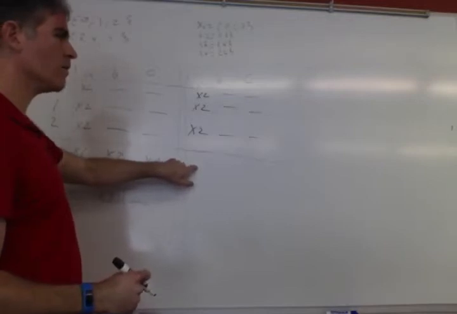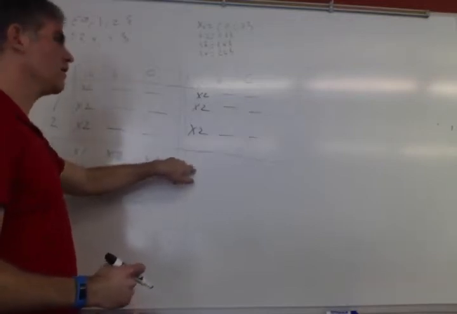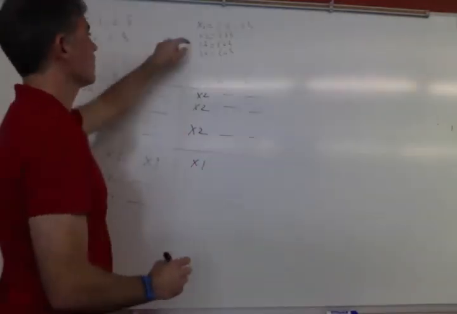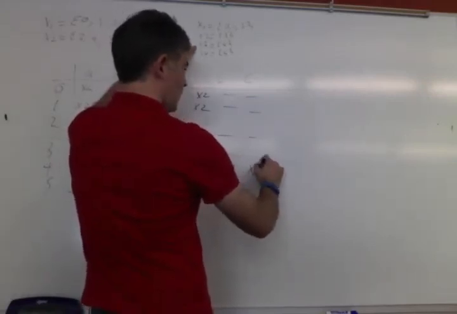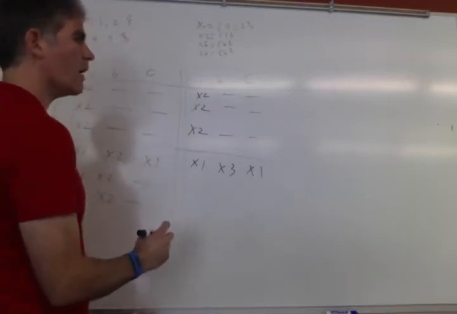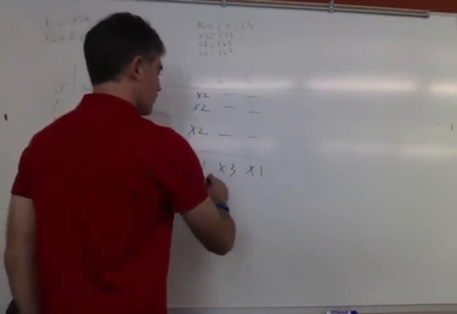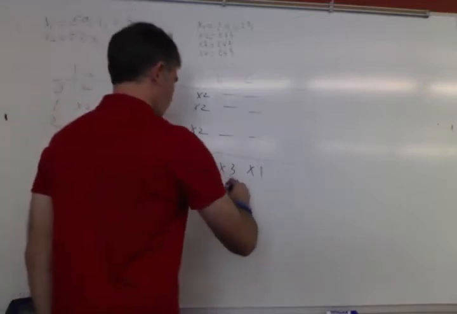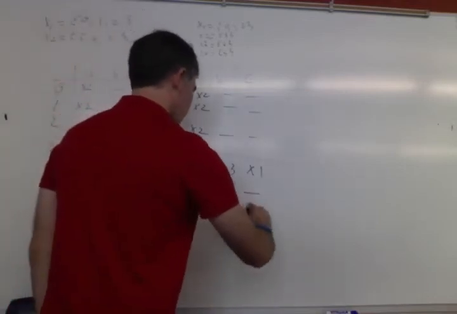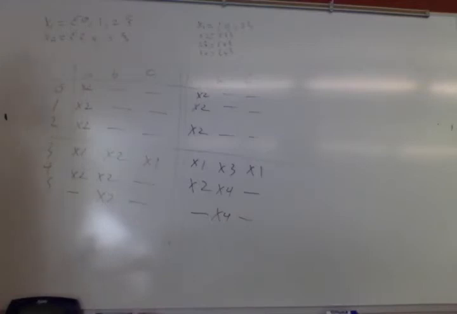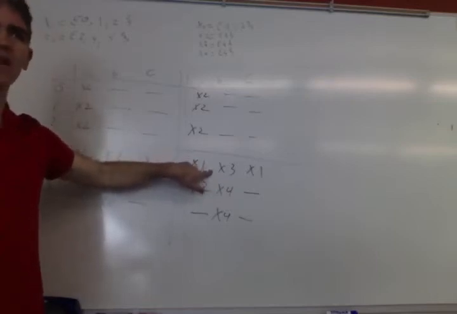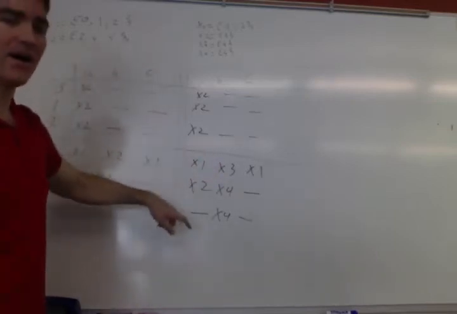So 3 on A goes to x1. On B it goes to x3, and then x1. 4 on A will go to x2. On B it goes to x4. These partitions all go to the same spot. This partition goes to the same spot as everything else in itself, which is just itself. Same thing there, same thing there.